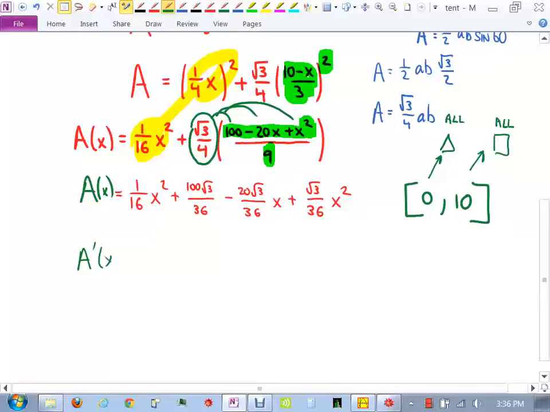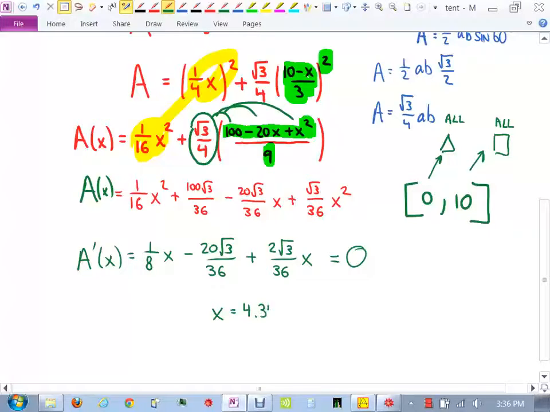Take derivative. Let's see, 1/8 x, derivative of that's 0, minus 20 root 3 over 36 plus 2 root 3 over 36x. Now you can clean up that 20 root 3 over 36 and all that. Those are just decimals. Set this thing equal to 0. You should get, what'd you get over there? 4 point what? 34?